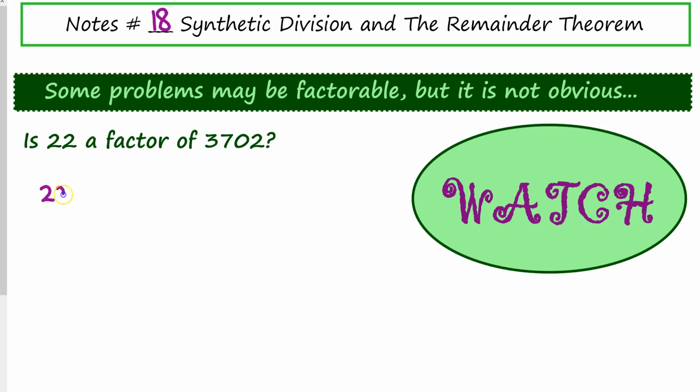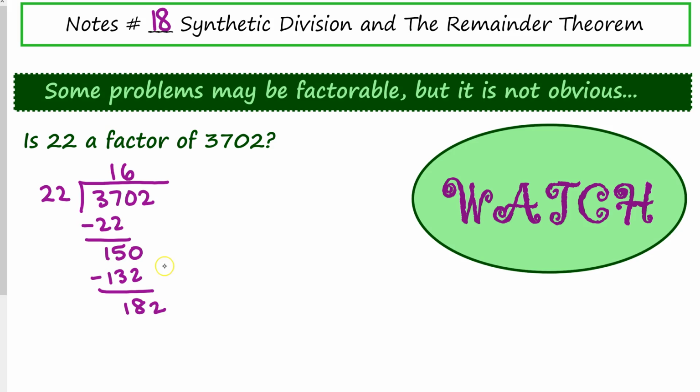So what if I wasn't using a calculator and I just did long division? 22 goes into 37 once. Subtract, bring down the next one. Let's see, 150, how many times does 22 go in there? I think it's 6. That gives us 132, and we subtract. And then, how many times does 22 go into 182? I think it's 8. And that gives us 176, and we subtract. We get 6, and there's nothing more to bring down, so the remainder is 6. So what's the answer to the question? The answer is no, 22 is not a factor because the remainder was not 0.